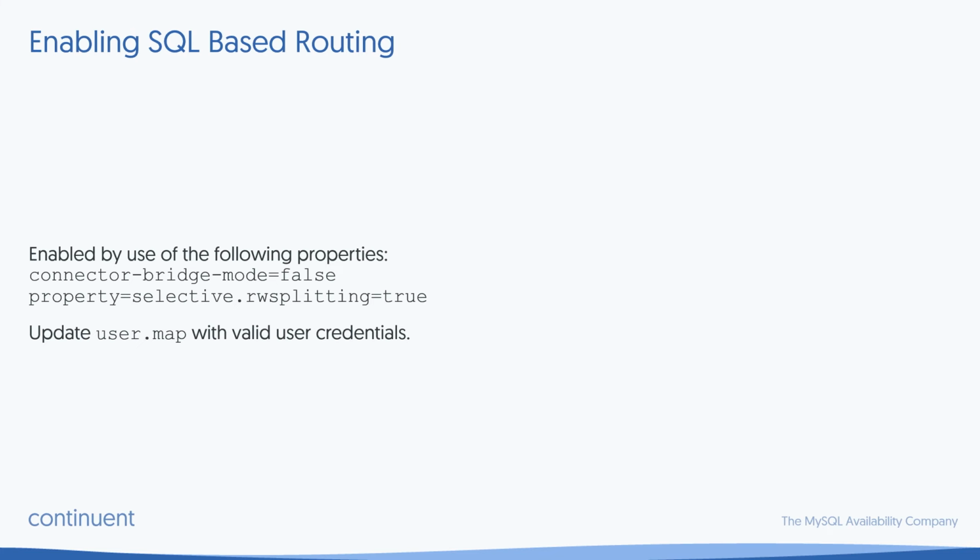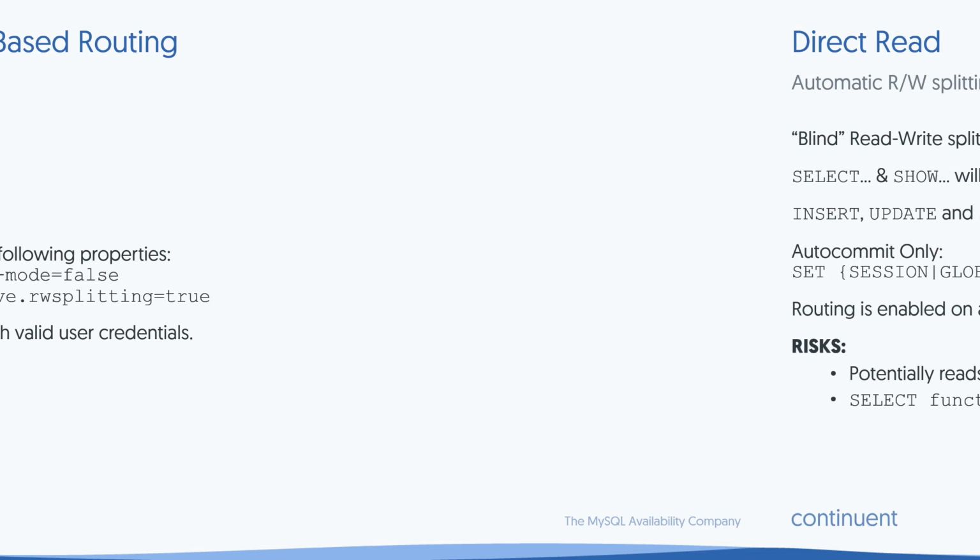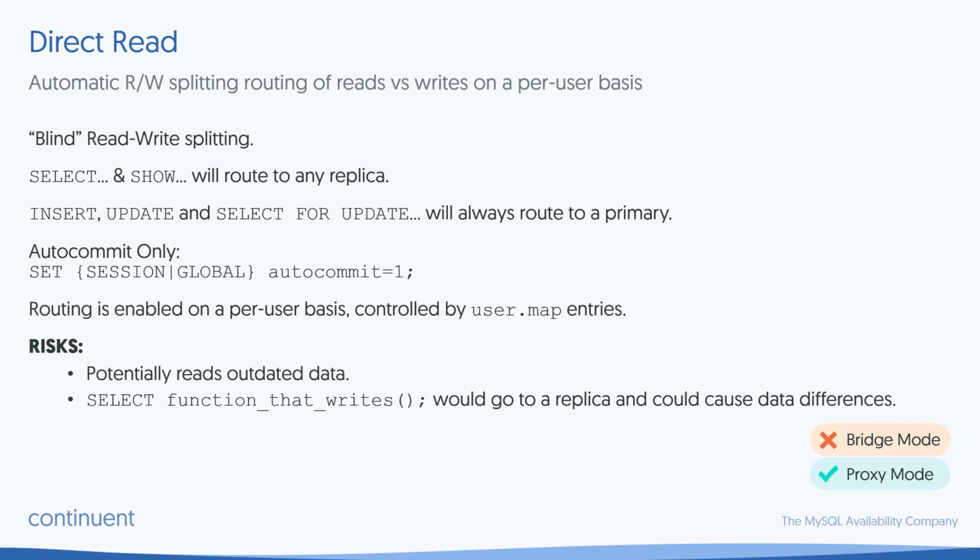And obviously, additionally, changes need to be made to your application so that they can take advantage of this routing method. Direct read. Again, this method is only available for proxy mode. As with SQL routing, the connector needs to be able to see the SQL statement being sent. So this is automatic read-write splitting on a per user basis.